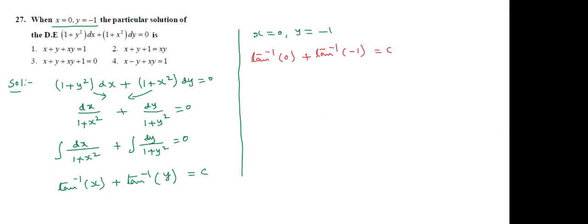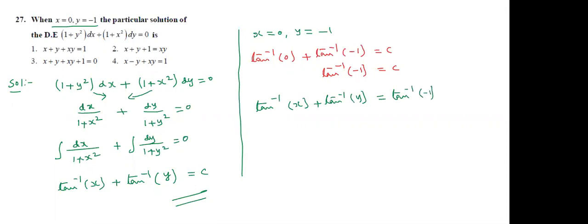Tan inverse of 0 is 0. So I am writing tan inverse of minus 1, or otherwise you can write tan inverse of minus 1 means that is minus pi by 4 also, no problem. Okay, now substitute the c value in this equation, we get tan inverse of x plus tan inverse of y is equal to what is c? That is tan inverse of minus 1.